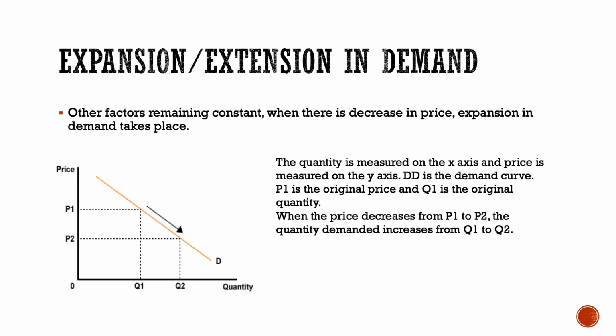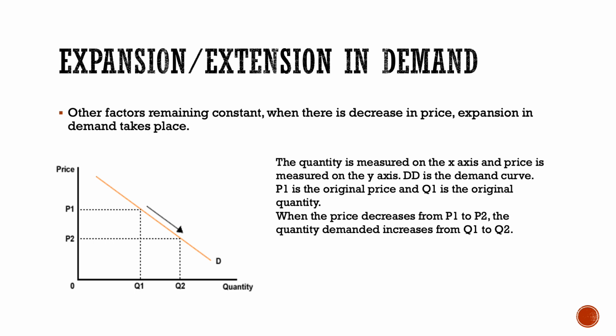Let us explain this extension or expansion in demand with the help of the diagram. On the x-axis we are measuring the quantity demanded, and on the y-axis we measure the price. D is the demand curve. This is the basic observation which we see in the diagram. So we have to exactly look at the diagram and write down the explanation. We can see that P1 is the price and Q1 is the original quantity.